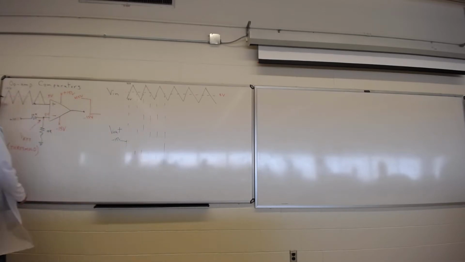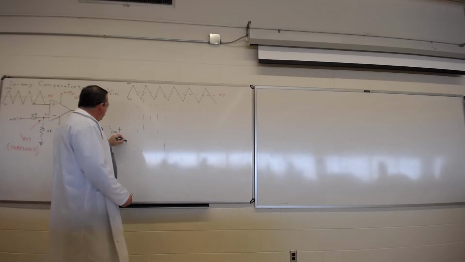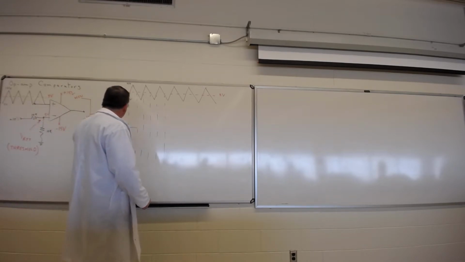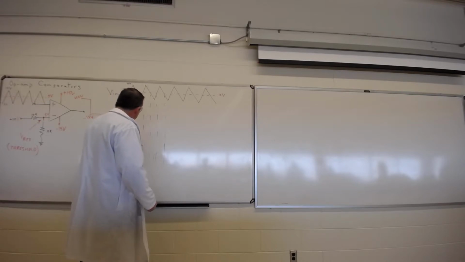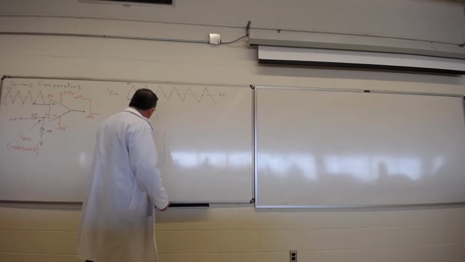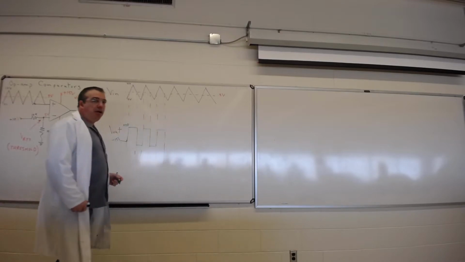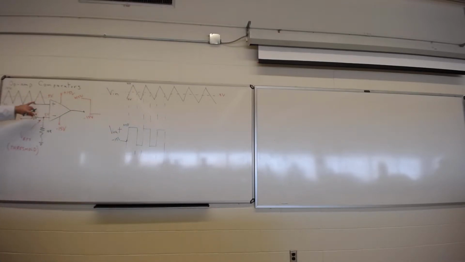When the voltage at the input is higher than the reference, the output switches to plus 15. Then it switches back down to negative 15, and plus 15, negative 15. That's basically how the comparator works. It compares the two voltages. When your input voltage is lower than your reference, your output switches to negative 15. Whenever it's higher, it switches to plus 15.